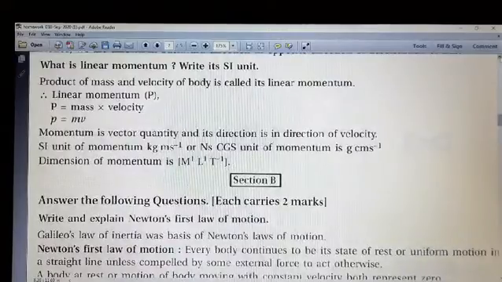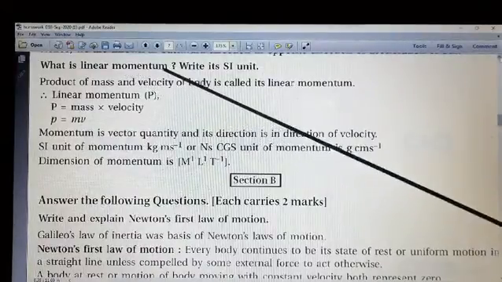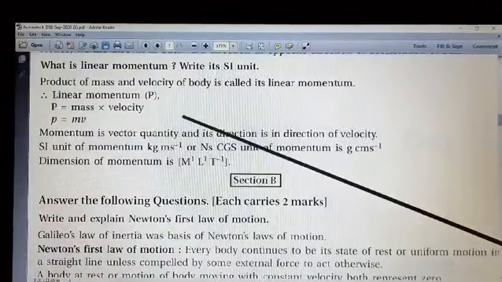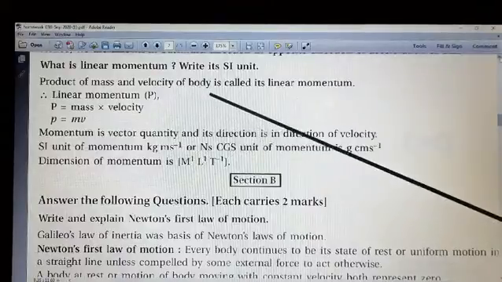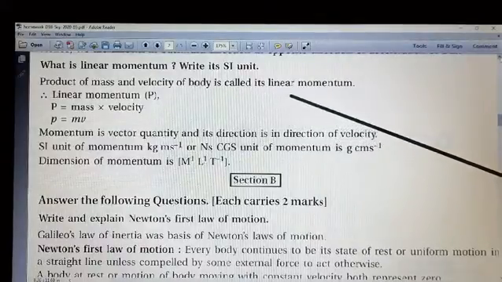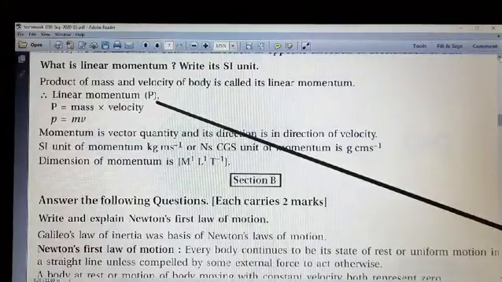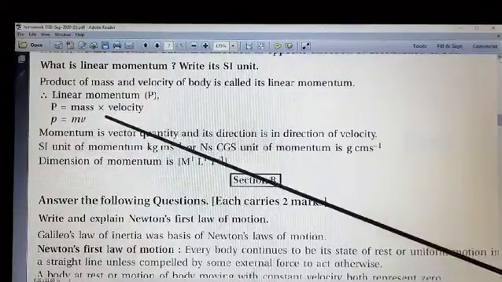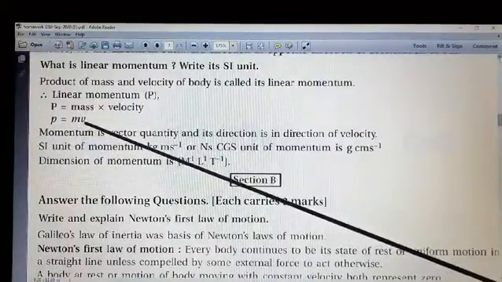Short question: what is linear momentum and write its SI unit. So look here, the definition of momentum: the product of mass and velocity of a body is called its linear momentum. Linear momentum is denoted by P. So P is equal to mass into velocity. The symbol of mass is m and of velocity is v. So P is equal to mv.